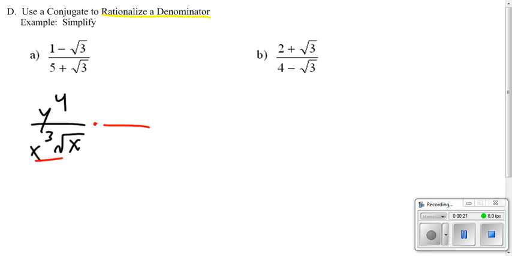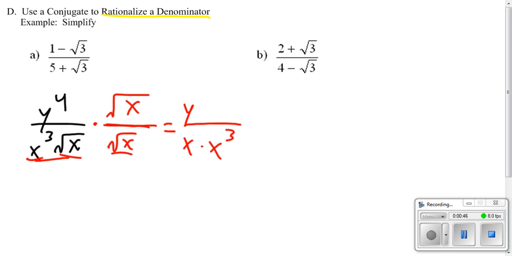So in this case, because these were just being multiplied, we could multiply by the square root of x over the square root of x. Again, remembering that it has to be the same number in the numerator and the denominator to make a form of 1. Now when we multiply across, our square root of x times our square root of x just becomes x, and we're still multiplying by our x cubed.